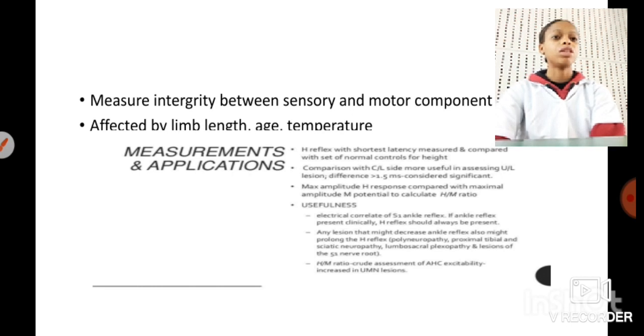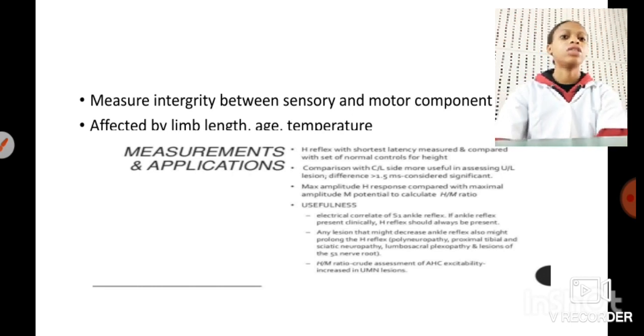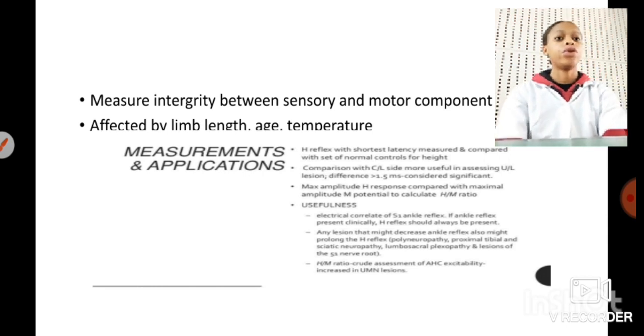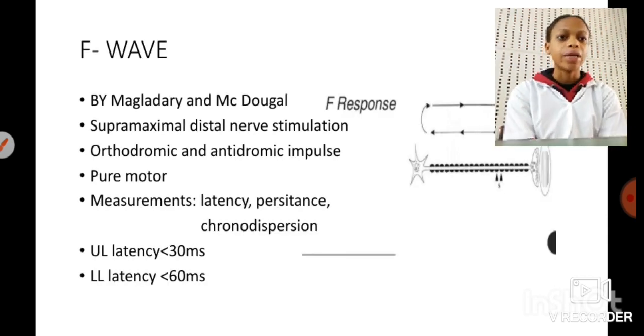The measurements of H reflex are affected by the limb length, age, and temperature. And the application of H reflex is the diagnosis of radiculopathy and peripheral neuropathy. Now let's continue with F wave.